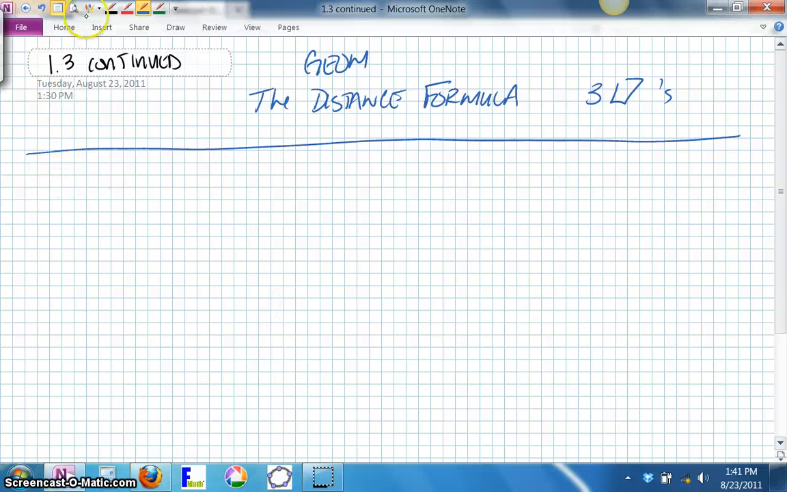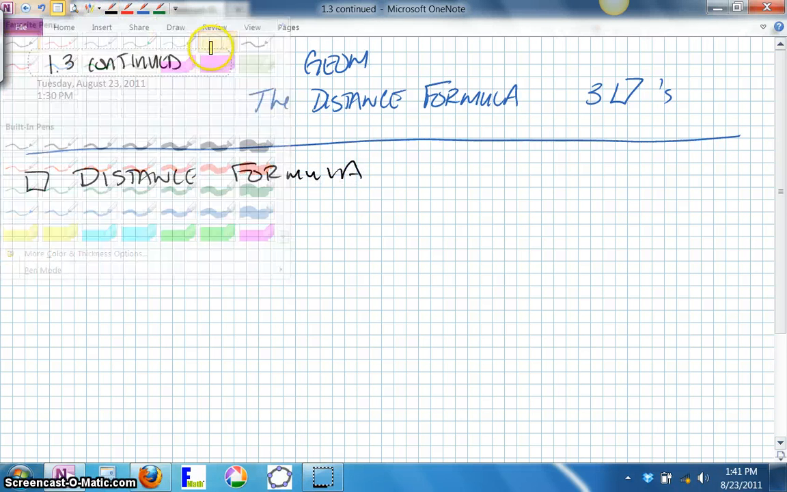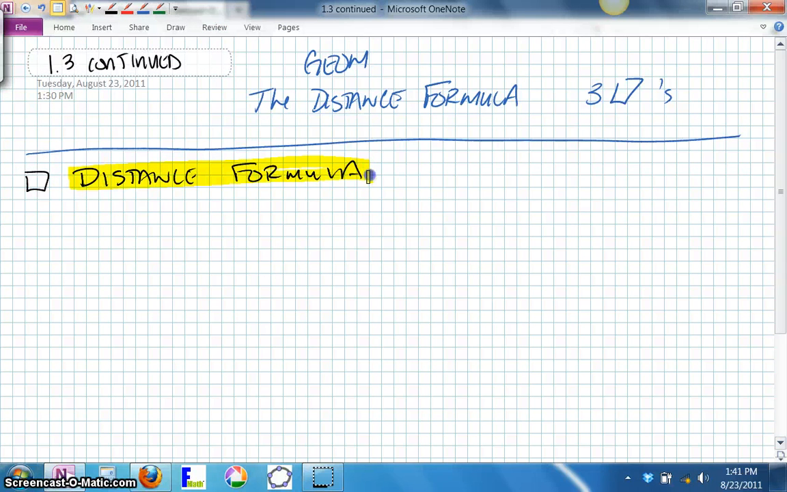Okay, the first one here is the distance formula itself. The distance formula is one of our key vocab words, so I am going to highlight it. It's one of the things that we need to have in our notes. The distance formula is used to compute distances on the coordinate plane.